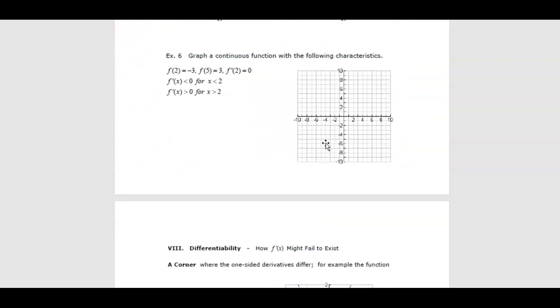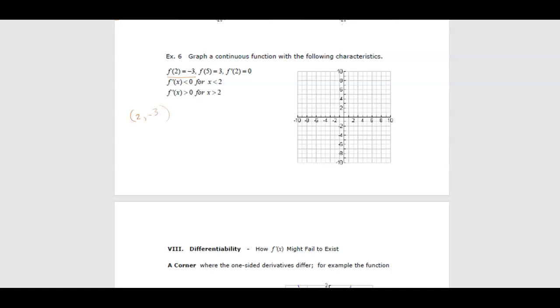So you want to graph a continuous function with the following characteristics. This is continuous, so you're not going to have any trouble with jumping around or anything. Now, it's simple things that confuse us in calculus sometimes. f of 2 equals negative 3. That means I have the point x is 2, y is negative 3 on my graph. So I go over to 2 and I go down to 3. There we go, and I put that point.